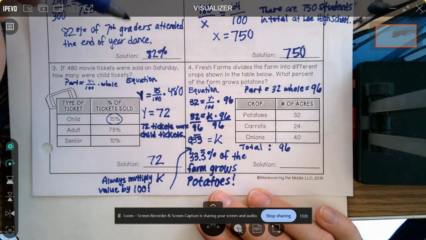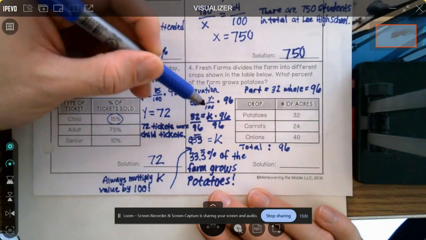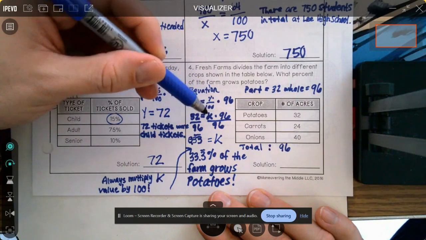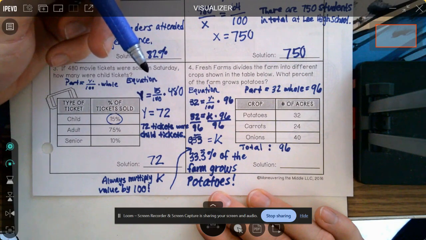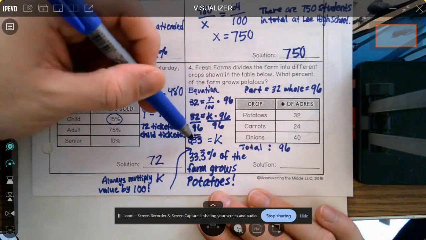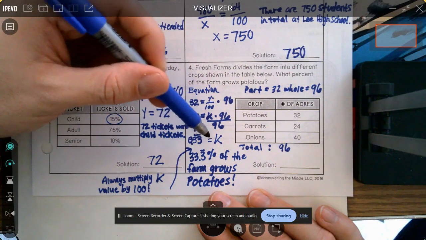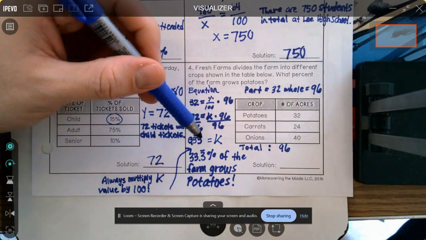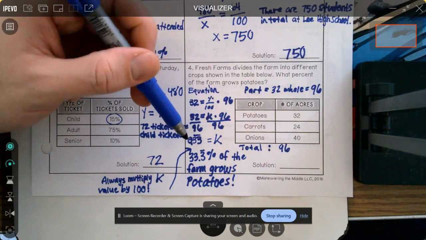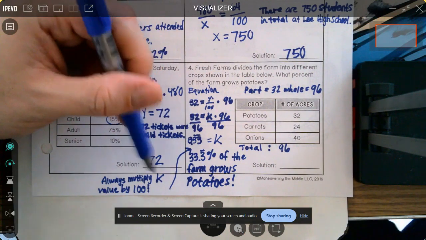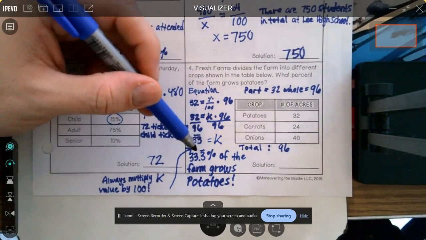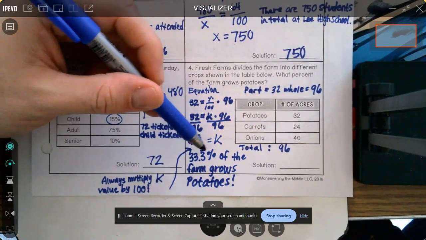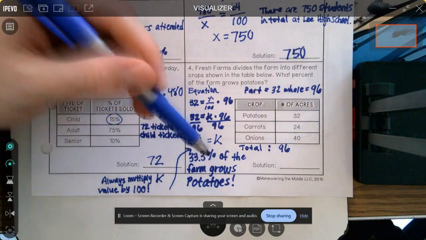We talked about in 7.2, percent over 100 is actually your K value. So I wrote percent over 100 is just my K. Then I divided both sides by 96 because that's how we get rid of multiplication with equations. And you get 0.33 repeating is equal to my K value. Now, we need a percentage, so we have to multiply our decimal by 100. You always multiply your K by 100 to find your percent. So 33.3% repeating is my percentage of the farm that grows potatoes.